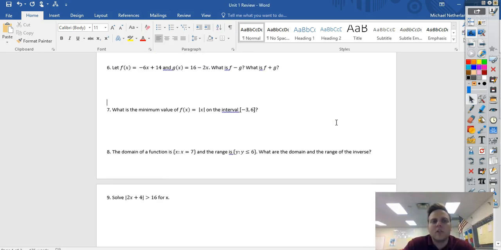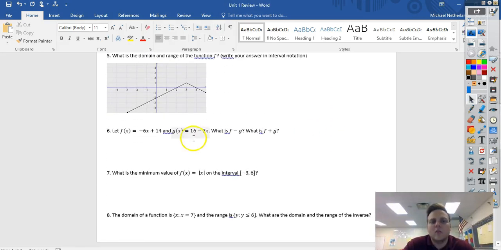Let f of x equal negative 6x plus 14 and g of x equal 16 minus 2x. What is f minus g? What is f plus g? So f minus g. f is negative 6x plus 14, so I can say negative 6x plus 14 minus g. The g function is 16 minus 2x.